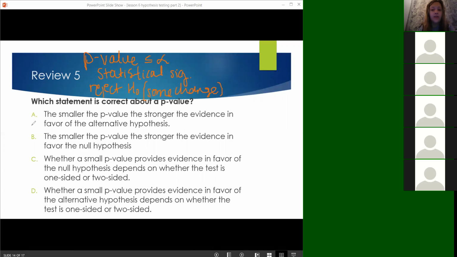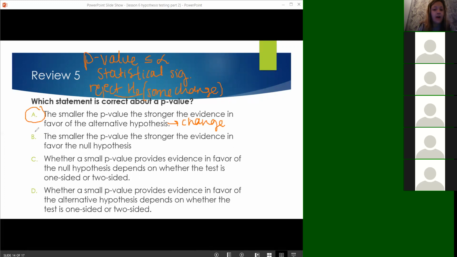So in this case, the smaller our p-value, the stronger the evidence in favor of our alternative. Remember, our alternative is talking about there being some sort of change. So like we just talked about, if we do have that small p-value, then we're going to be able to reject our null and say there's some sort of change, which is in favor of the alternative hypothesis. So A is correct.